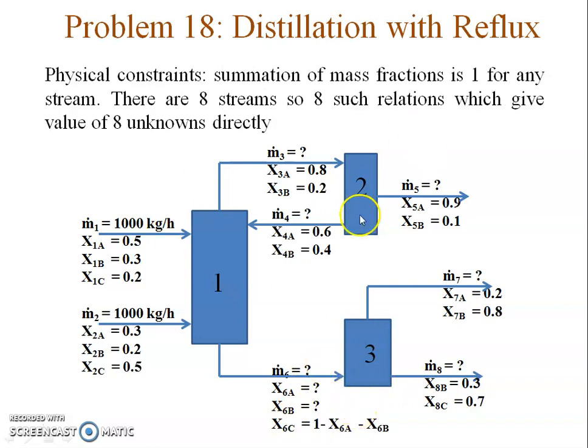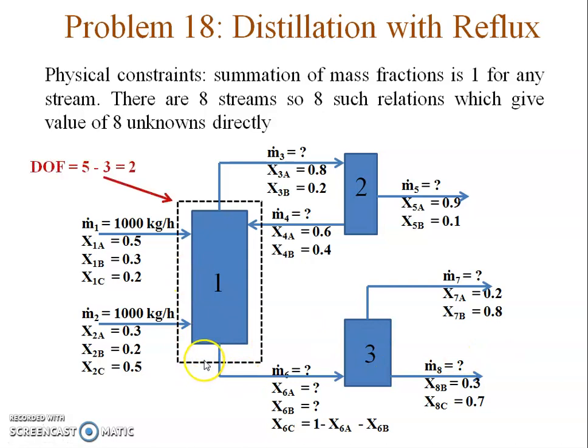Now I'm just updating my flowchart. Okay, so now I have 8 more unknown variables. This I'm going to find out by applying material balance. So before applying material balance, I will check the degree of freedom on each of the units. If I check the degree of freedom on unit 1, what I find is that there are 5 unknowns, M3, M4, M6 and 2 of these compositions. Okay, and there are only 3 equations, so degree of freedom is 0.